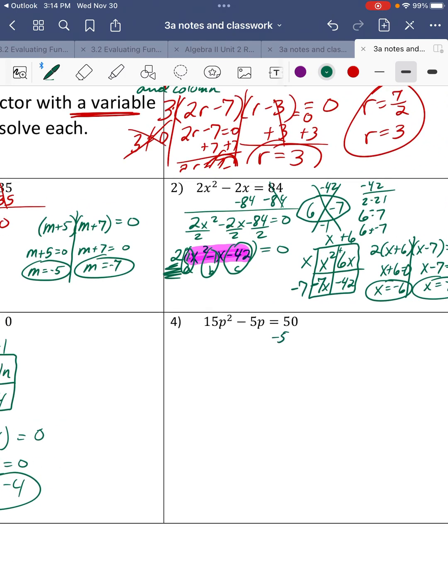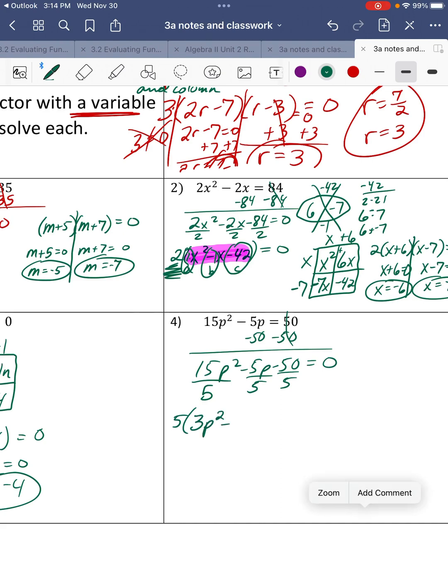All right, number 4. I'm going to subtract 50, no like terms. So I have 15p squared minus 5p minus 50 equals 0. Greatest common factor, there is one. You can divide all the terms by 5. So I'm going to take that 5 and undistribute it, take it out front. 3p squared minus p minus 10 equals 0. The 5 on the outside is going to stay there.